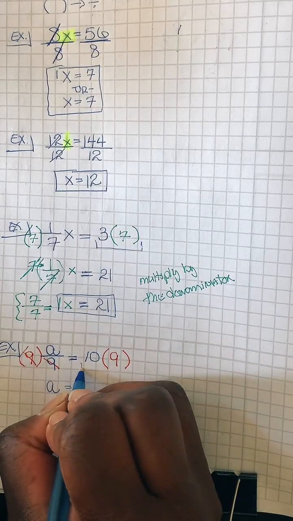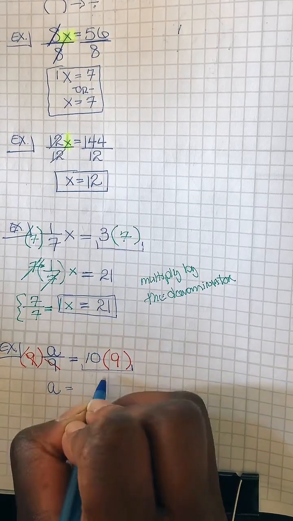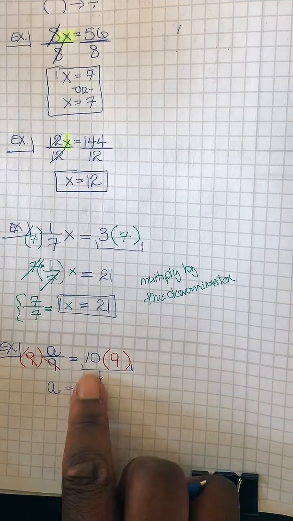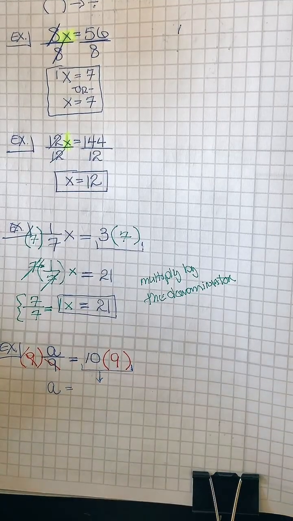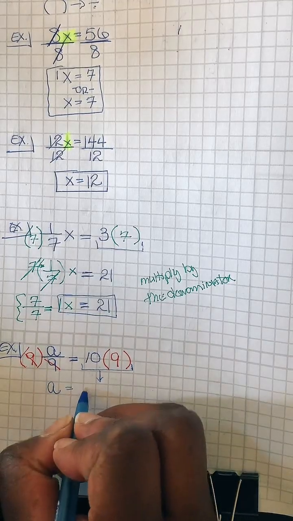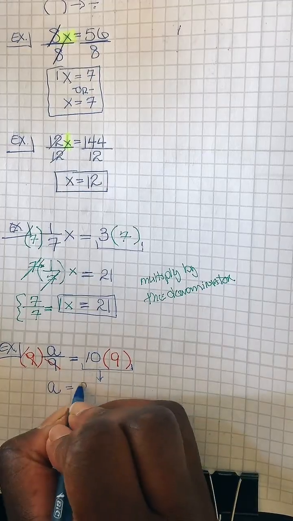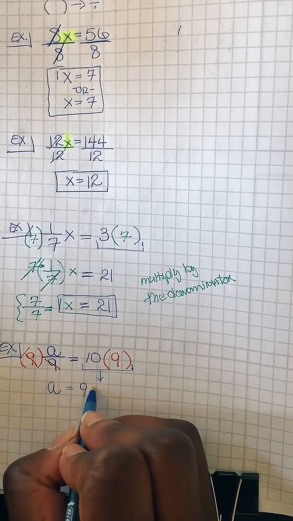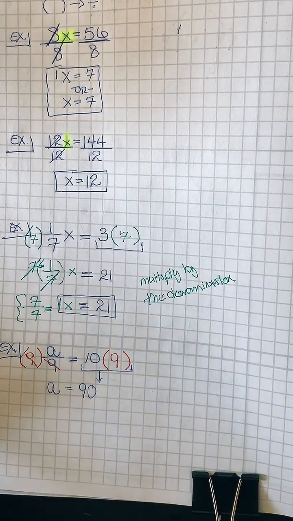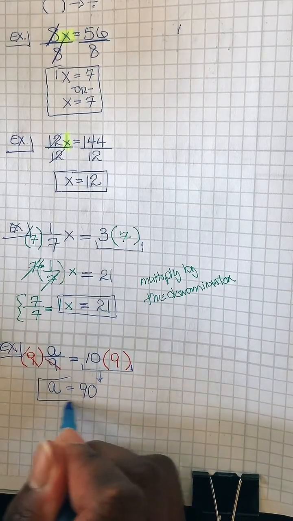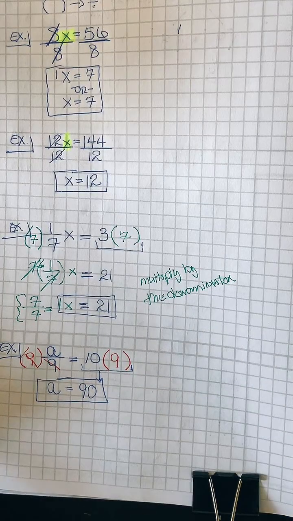So now over on the right-hand side, we get 10 times 9. 10 times 9, if you think of it this way, 9 times 1 will give me 9, and then add the 0 down, which gives me 90.